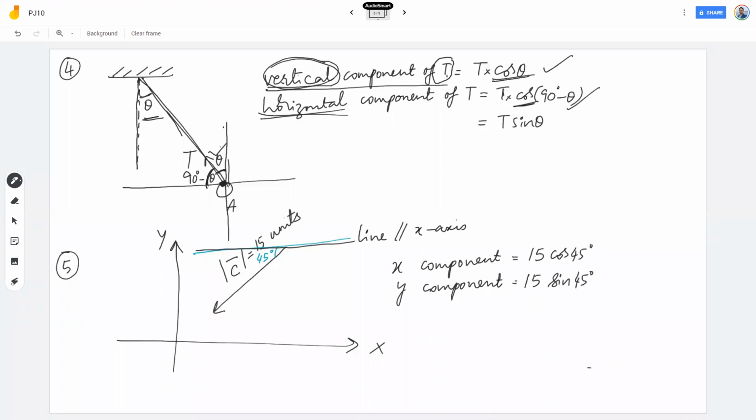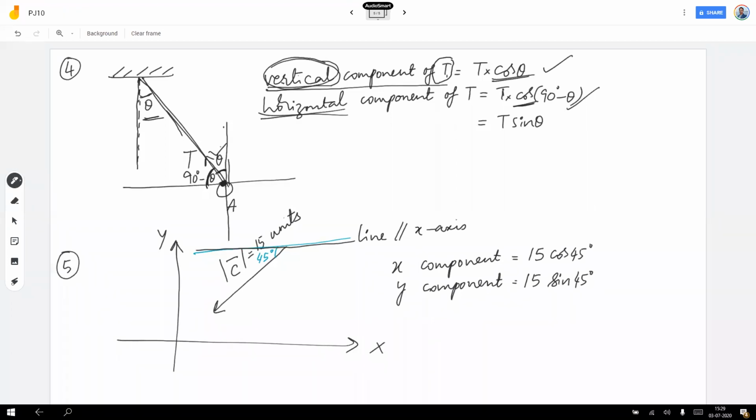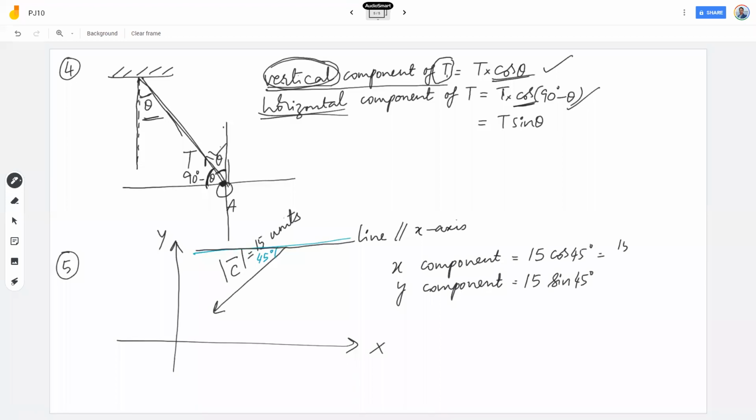Or you could use cos of 90 degree minus 45 degree. Both will be the same anyway for this particular question. So this is how much? This is equal to 15 by root 2. This is also equal to 15 by root 2. Good. So these are the components.